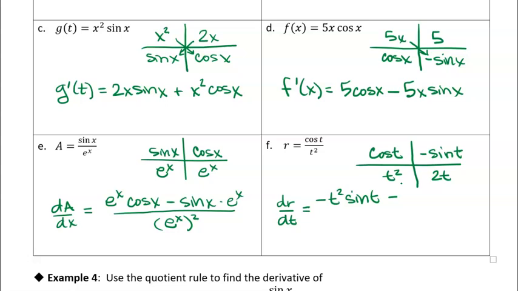Now, sometimes it's better to put the 2t out front, in front of the cosine, so that it's clear that it's not inside of the cosine function, right? This is 2t times cosine of t. And then all over low squared, so t squared squared is going to be t to the 4th power. All right, there we go.